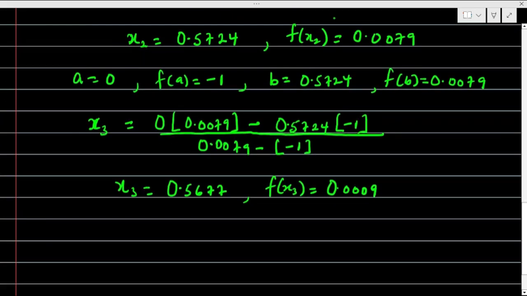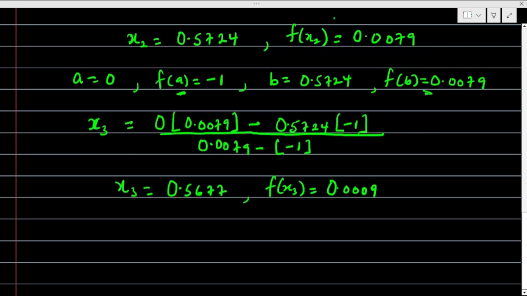Now I will ask, which one are we going to be marrying it with? We have our f of x3 to be positive. We need the f of which is negative, right? Since our f of x3 is positive, we need f of something that is negative, right? So which will still be our f of a. That is the only one that is negative here.